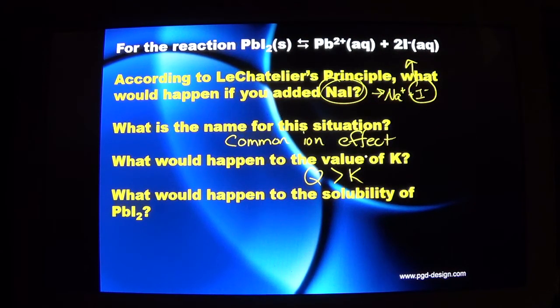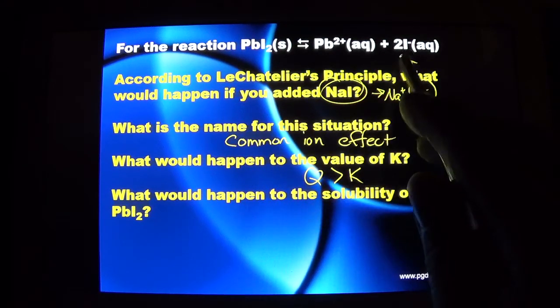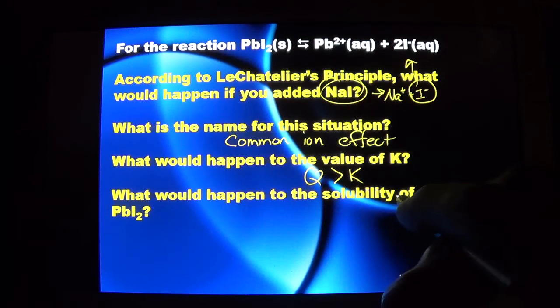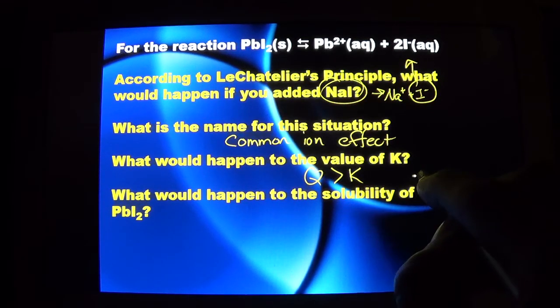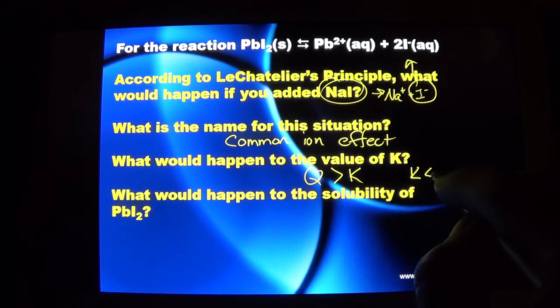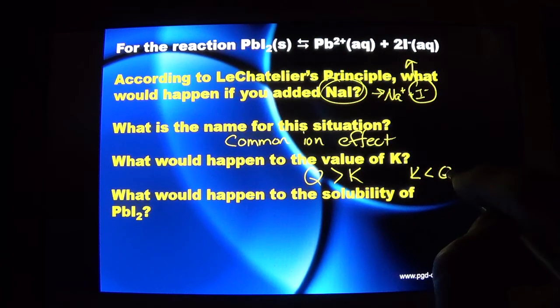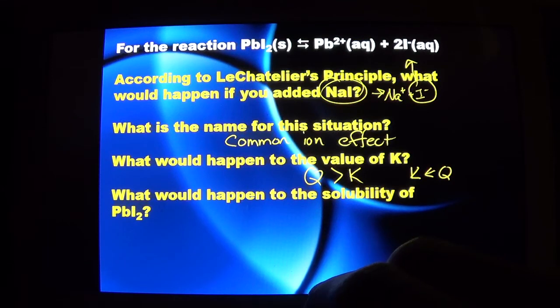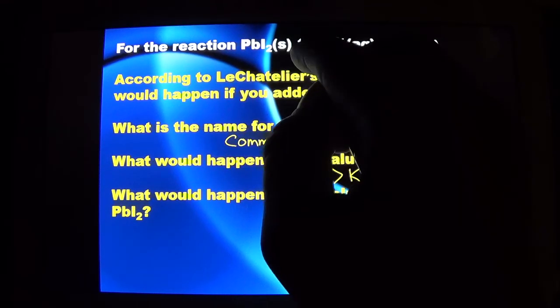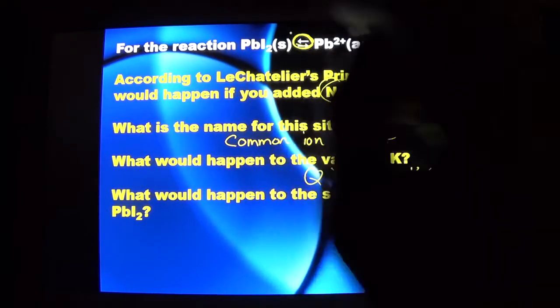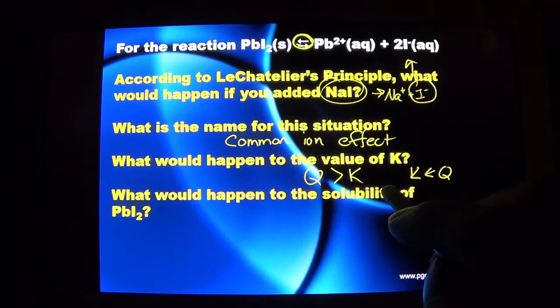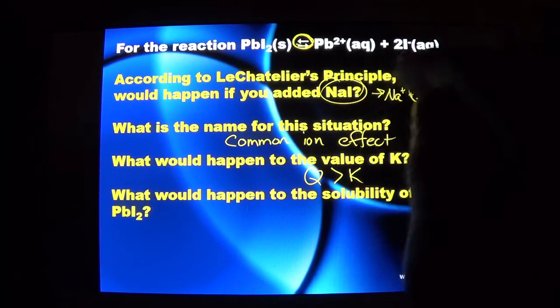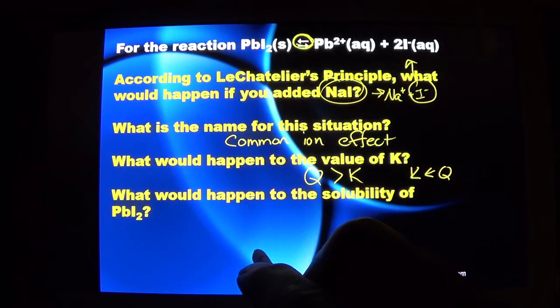Rewind that and listen to it again if you need to. Okay, so I've added product. Q is greater than K. What's going to happen? Let's do our little shortcut. Q is greater than K. Oh, the reaction is going to shift to the left to get back to equilibrium. If the leftward reaction wins, I'm making more solid. I'm going to use up ions to make more solid for a while.